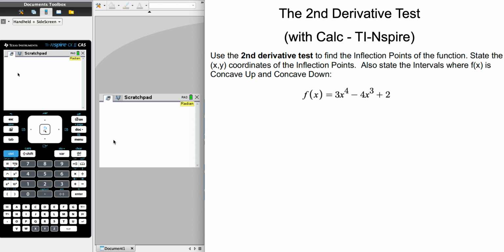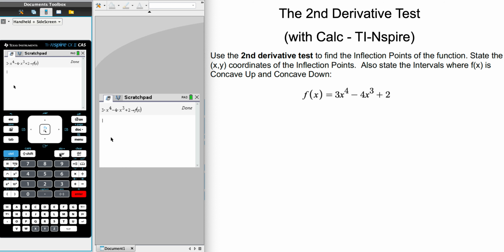I got to go over to my calculator and I want to enter that and store it as f of x. So I'm going to go ahead and do that. Store as f of x.